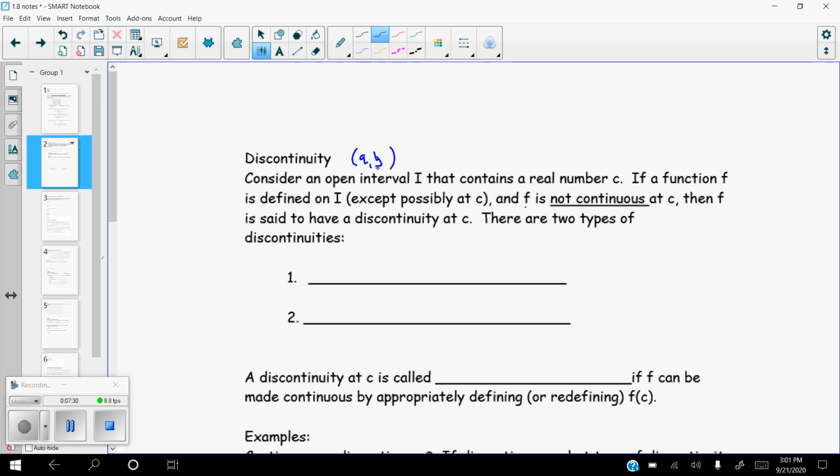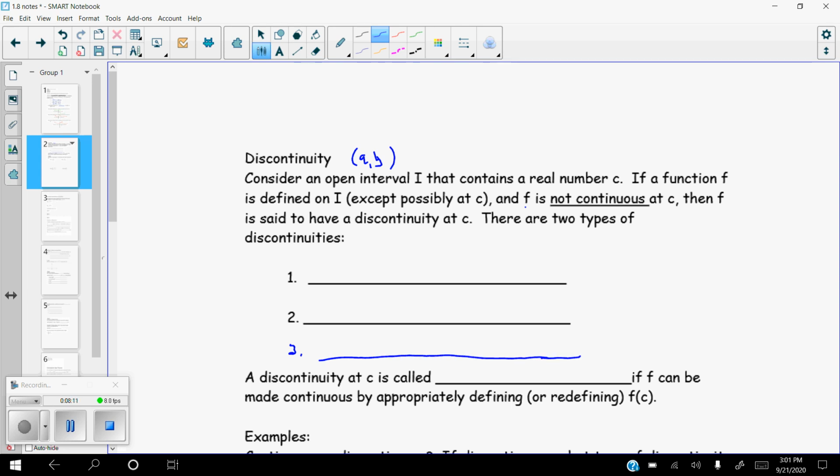If a function f is defined on I, so it is defined there except for possibly at that C value. So maybe it's not defined there. And f is not continuous at C, so it fails at least one of the previous three parts of the definition of continuity, then f is said to have a discontinuity at C. So if it fails one of those three things, it's going to be discontinuous at C. Hopefully that makes sense. And again, there's really three types. Two of them fit in the same category. So we're going to add a 3 down here. But the last two are really the same category.